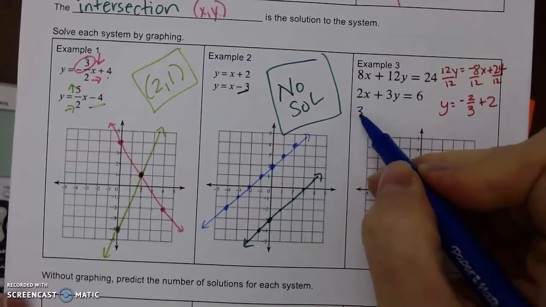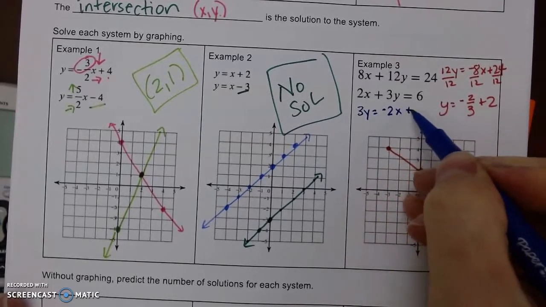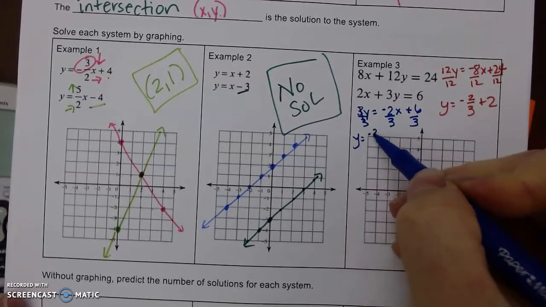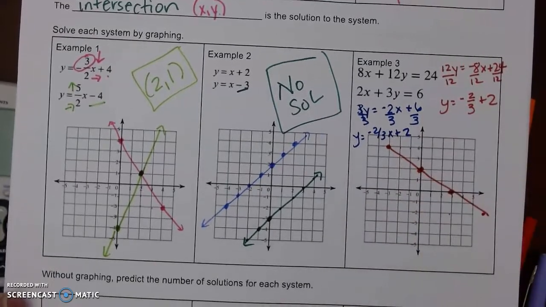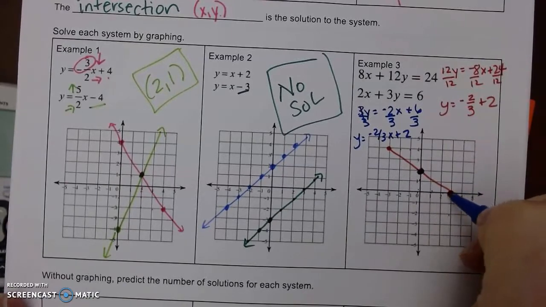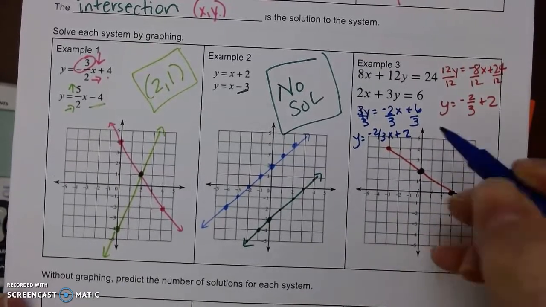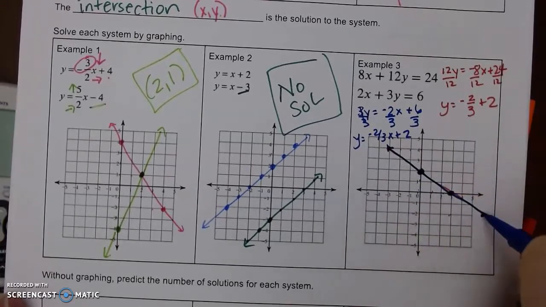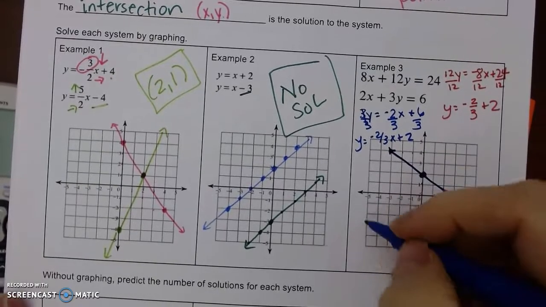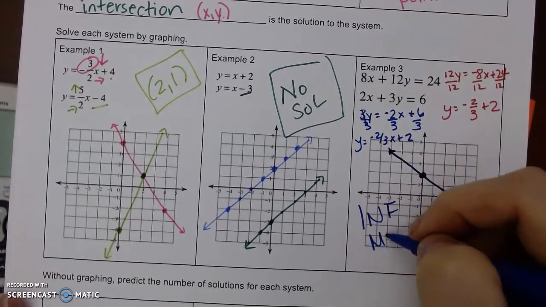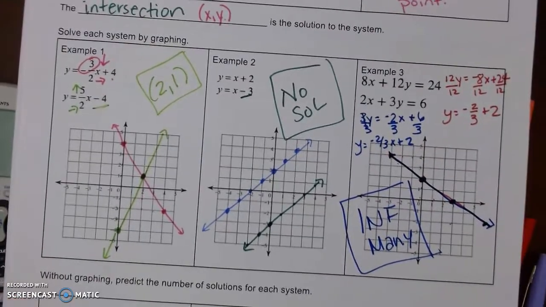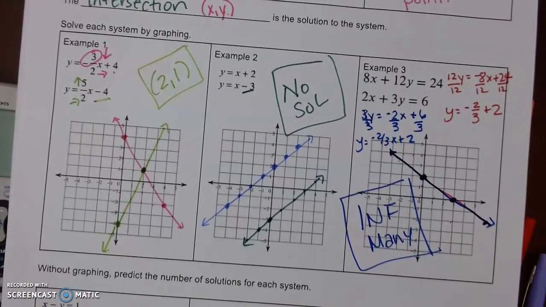This I'll subtract 2x and divide everything by 3. So I'm going to go up 2 and then down 2 over 3. And you can see we end up right on top. So even though the equations didn't look the same to begin with, mathematically they are the same line. So this is infinitely many. All of these points on that line would be solutions. We don't list them out.